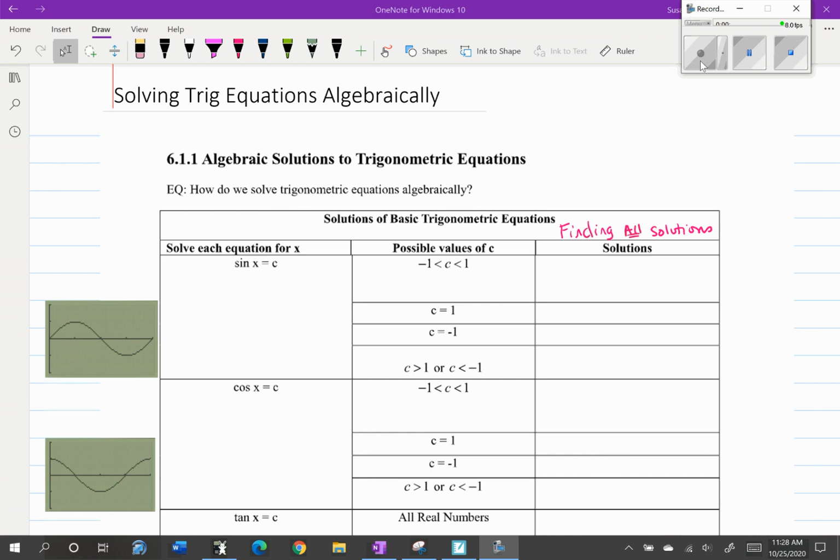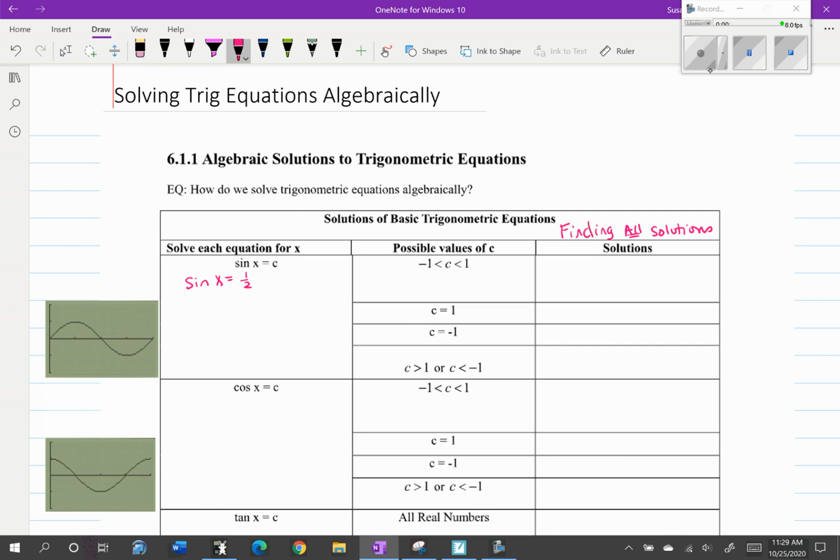However, I'm going to use values from our unit circle that we're used to in order to help us figure out why it's working. So let's say that this first column says solve each equation for x. We're going to say that c is some number. For the first part, I'm going to use possible values of c between -1 and 1. So let's say that the sine of x is equal to 1/2, because we're solving for x. So in this case, c would be 1/2.